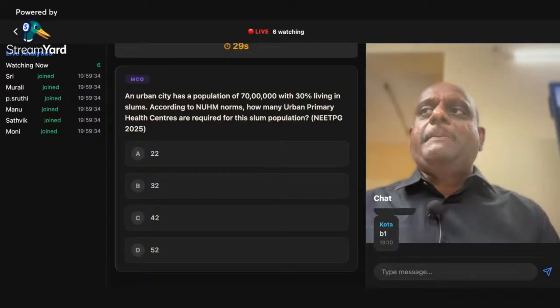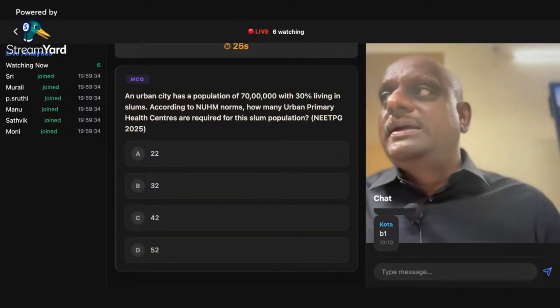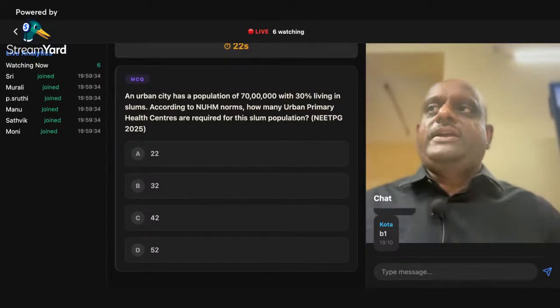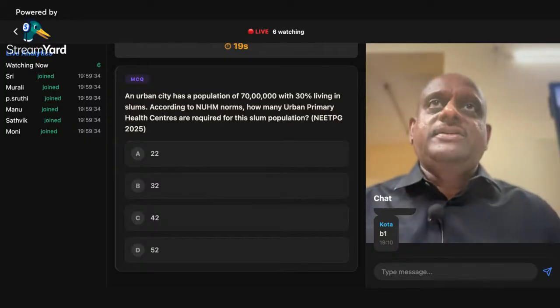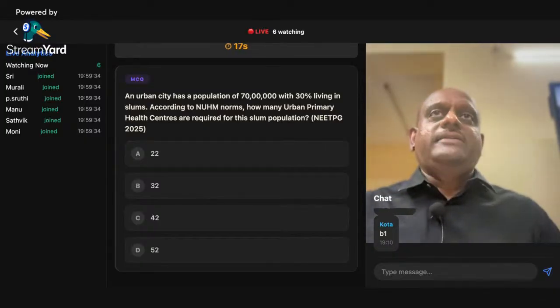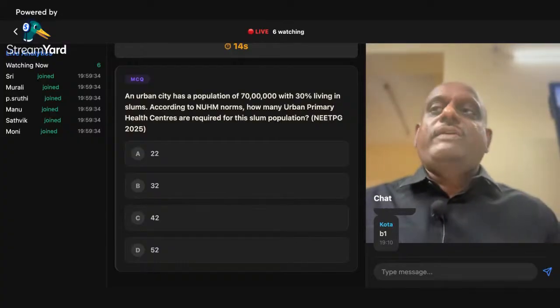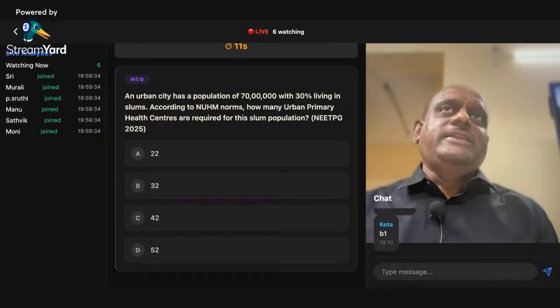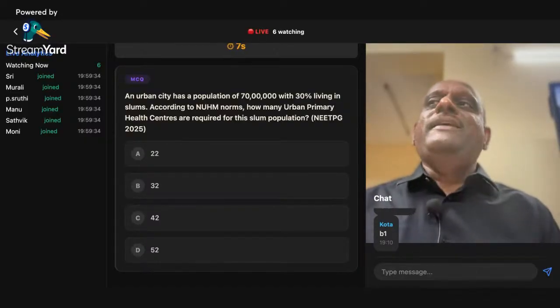Urban city has a population of 70 lakhs, 30% in slums. How many urban primary health centers are required for this population? So what is 30% of 70 lakhs? 2 lakhs. No, 20 lakhs. So this is a simple algebra question.